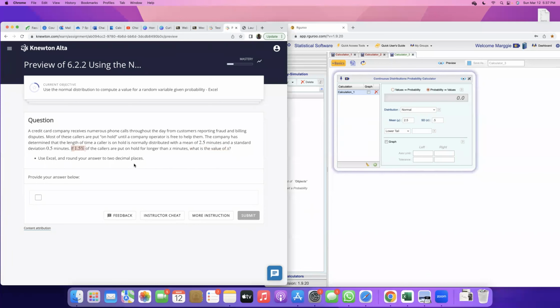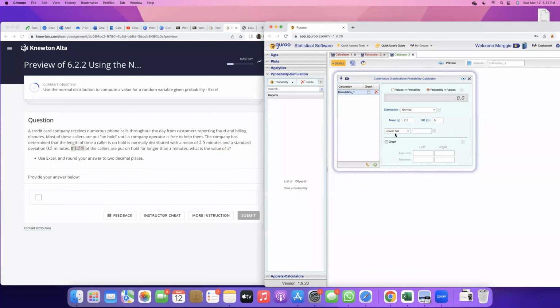And so it says, if 1.5% of the callers are put on hold for longer than X minutes, what is the value of X? So I want the upper tail, and then I want the 0.015, which is the area underneath the curve for the right side.